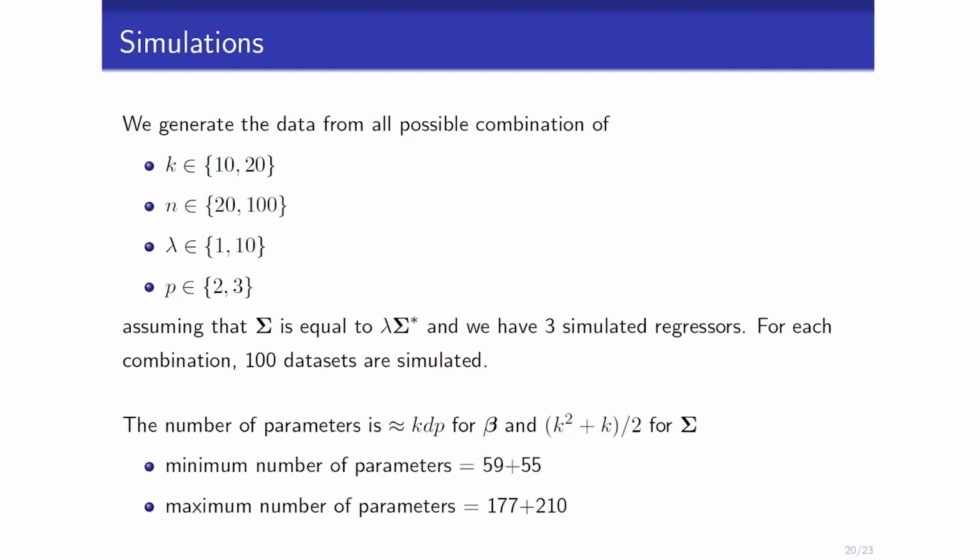What is important here is that even when you have something like 20 observations and you have 10 landmarks and P is equal to 2, that is the smallest setting, you still will have 59 regressors and 55 values to estimate for the covariance matrix. So there are many parameters. And in the highest setting with 20 landmarks and P equals 3, with just 3 regressors, you will have 400 parameter estimates. So that's really intensive.